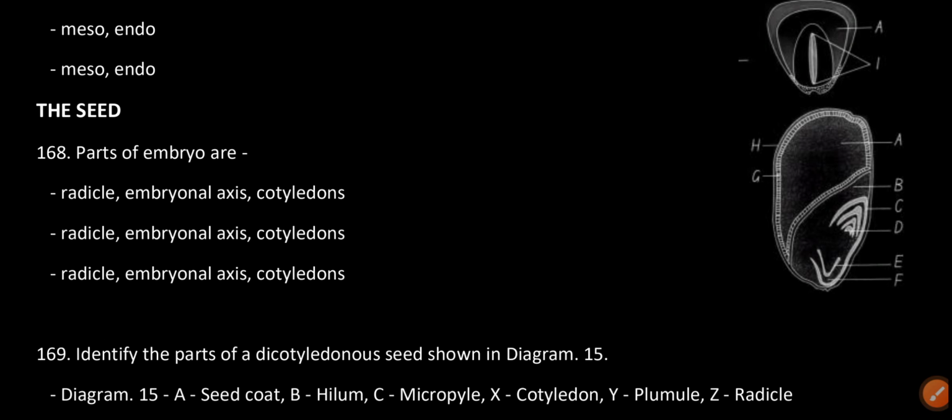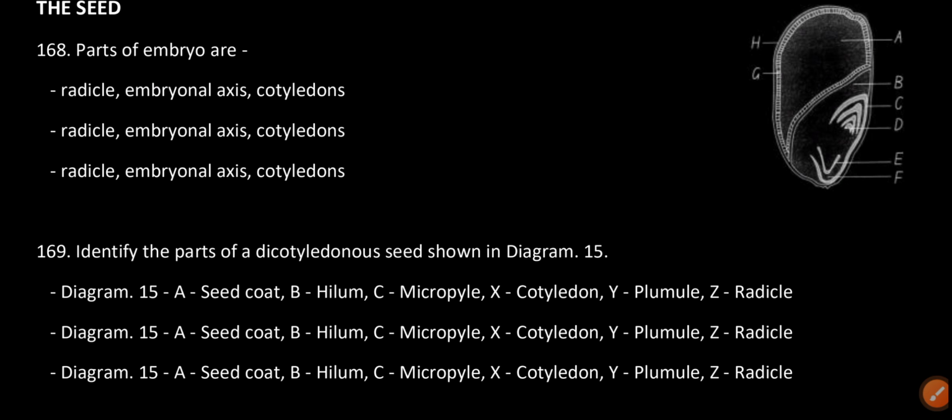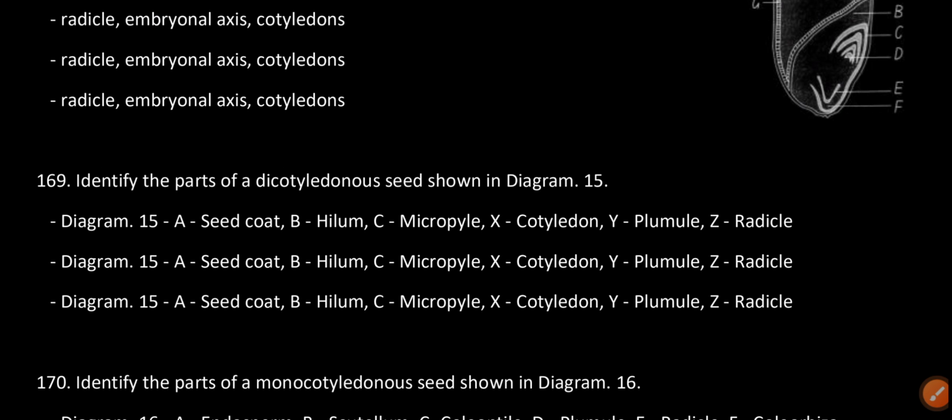The seed. Parts of the embryo are radicle, embryonal axis, cotyledons. Identify the parts of a dicotyledonous seed in diagram 15.